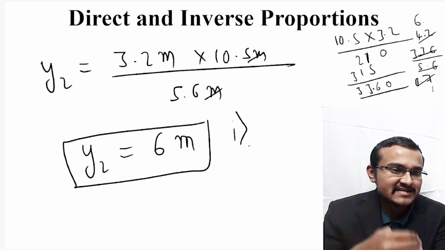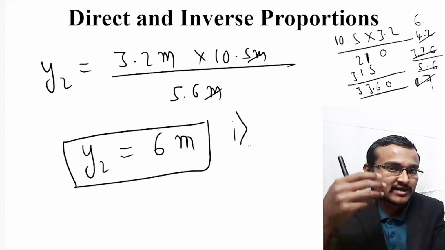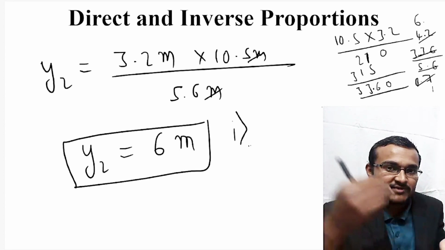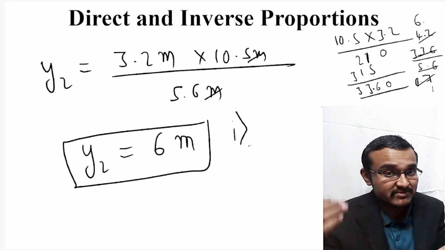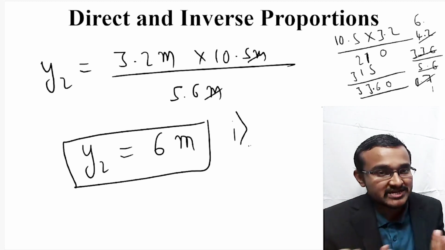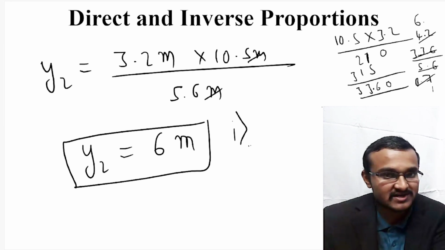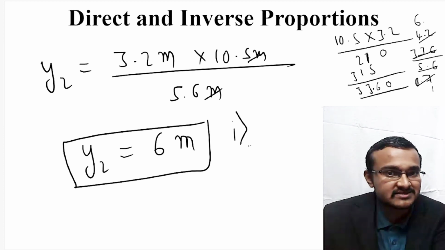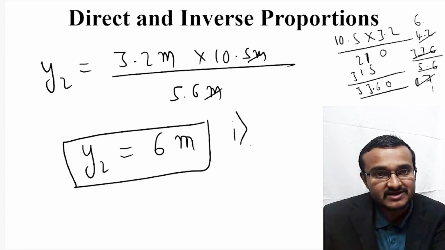Similarly, you can take the next value as x3 and y3. You can actually do it as x1 by y1 is equal to x3 by y3, and you can easily solve the x3 value, which you should find in the second question in this particular 9th question. So one question I have solved, the second question you can solve yourself.